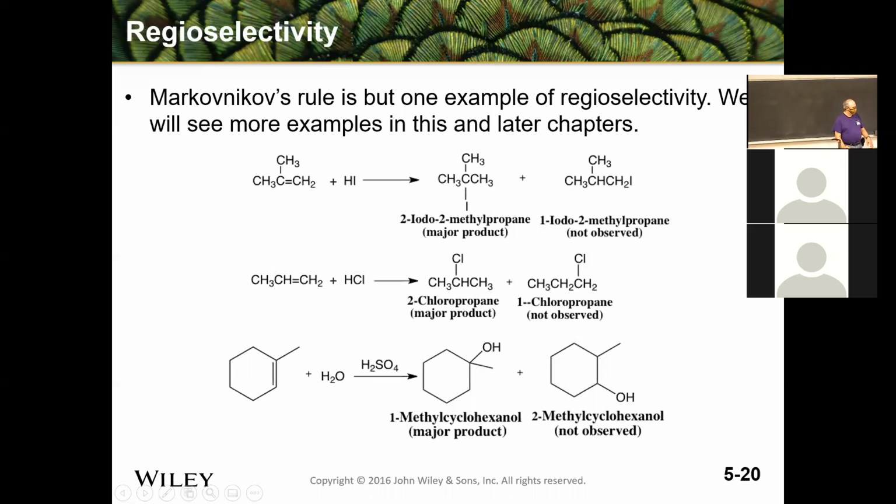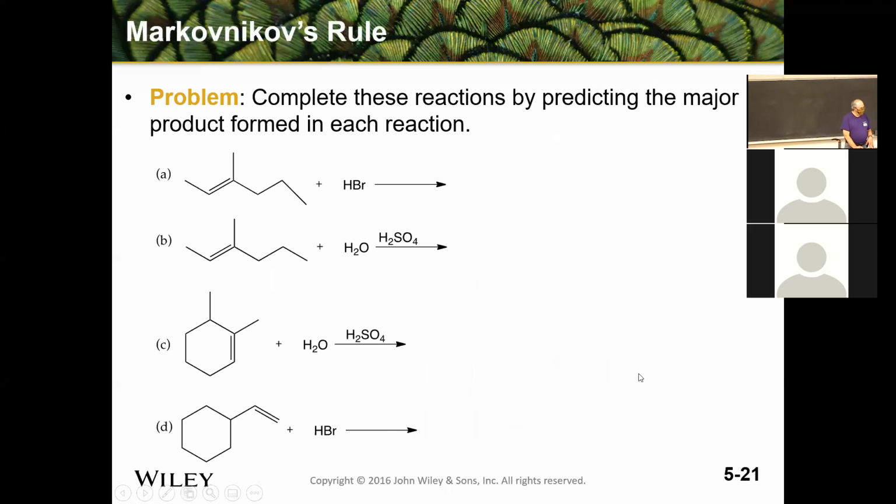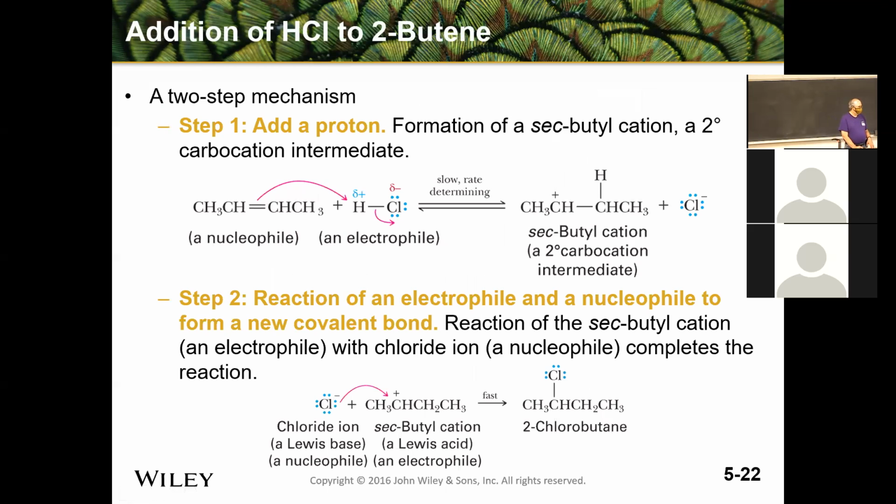Okay, in 1-methylcyclohexene, carbon number 1, which is the one carrying the methyl group, has the fewer hydrogens. There's no hydrogens here, and there's one hydrogen. So the rich get richer, the other side gets the OH. So this is the only product and not this other isomer. All right, this is an explanation of why the addition of HCl and other hydrogen halides and water is regioselective.